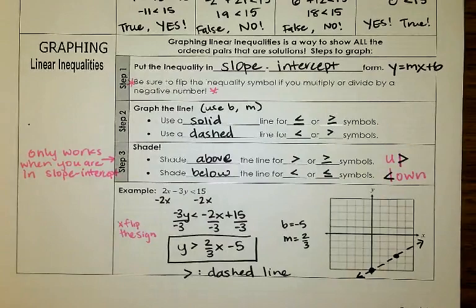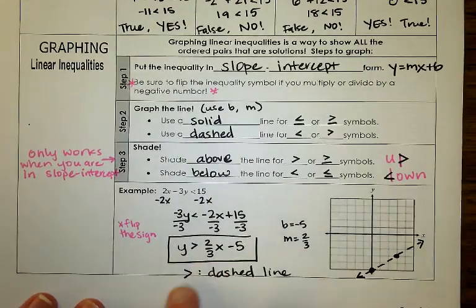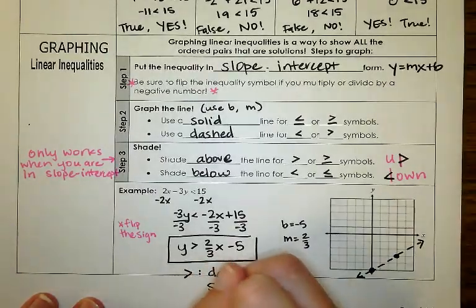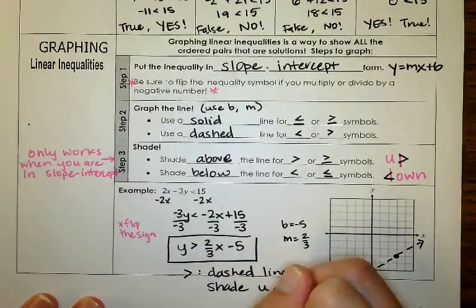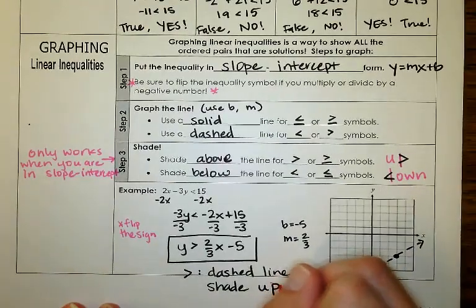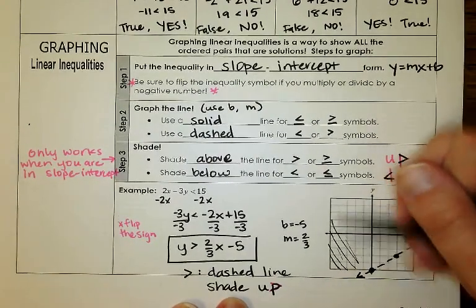And we want to think, are we going to shade up or are we going to shade down? Well, let's look here. If it's greater than, we shade up, right? You can think about the little greater than symbol here, right there. You shade up. So we are going to shade up. Do y'all feel good about that?